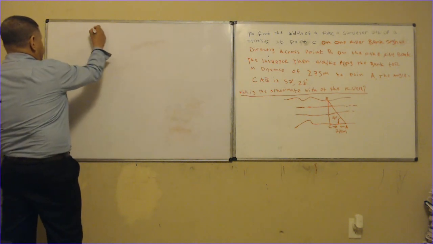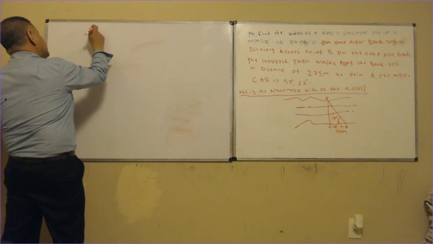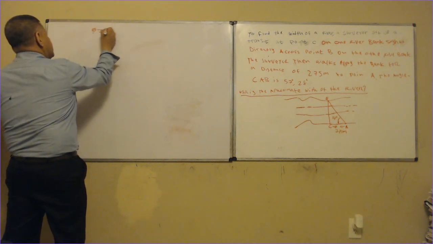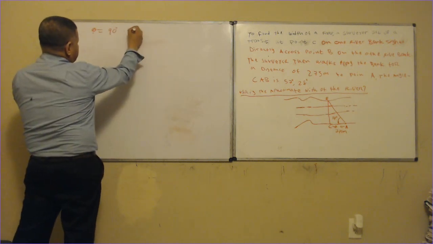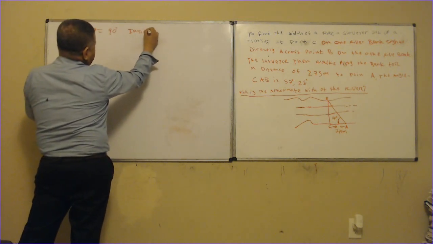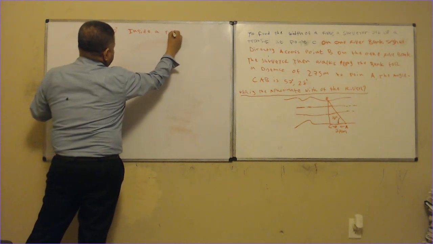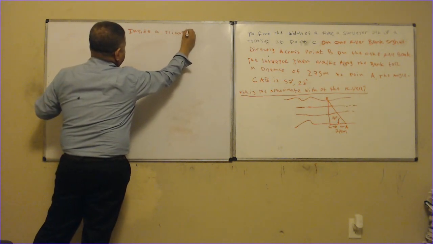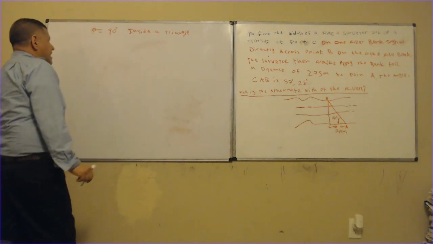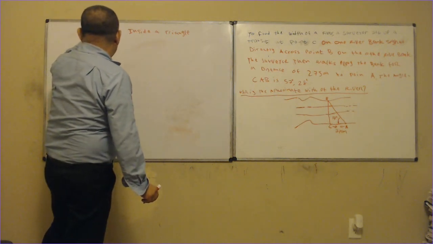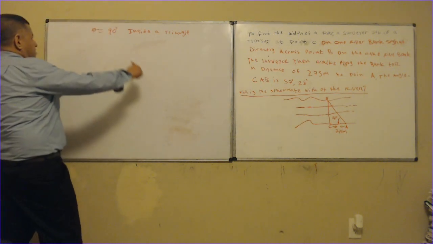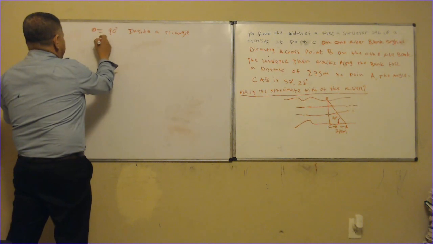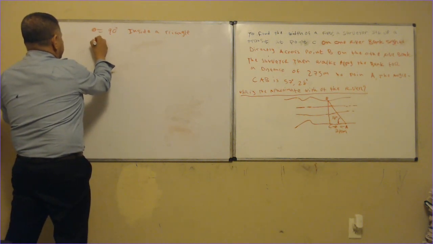So now I know that if I say theta is equal to 90 degrees inside a triangle, then I can say theta equals 90 degrees, so the angle is 90 degrees. But then I can call another theta, and then I can say theta 2.